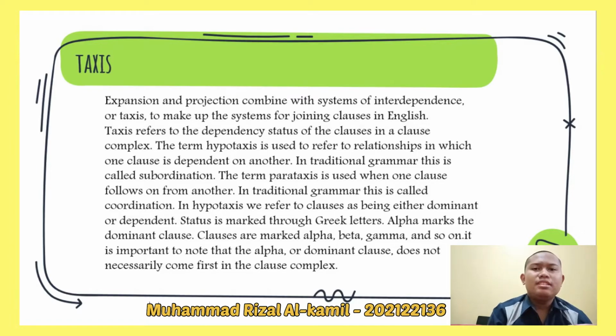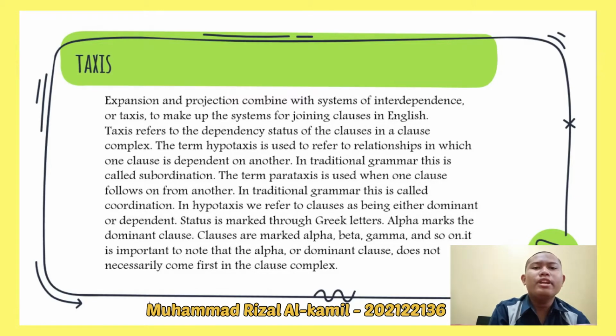Taxis. Expansion and projection combine with the system of interdependence, or taxis, to make up the system for joining clauses in English. Taxis refers to the dependency status of the clauses in a clause complex. The term hypotaxis is used to refer to a relationship in which one clause is dependent on another. In traditional grammar, this is called subordination. The term parataxis is used when one clause follows on from another. In traditional grammar, this is called coordination.